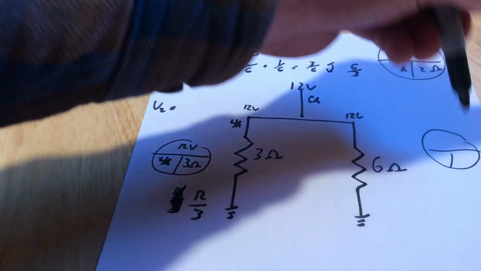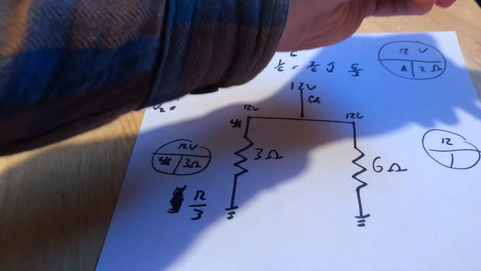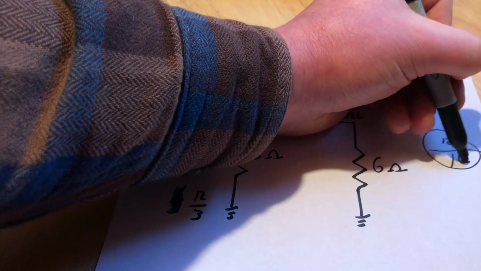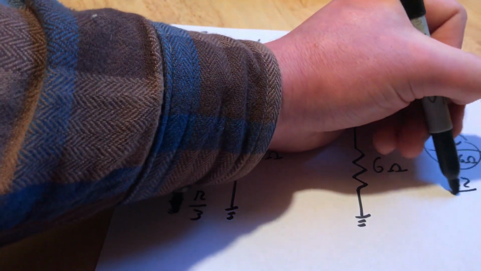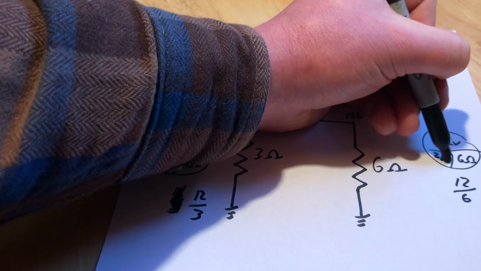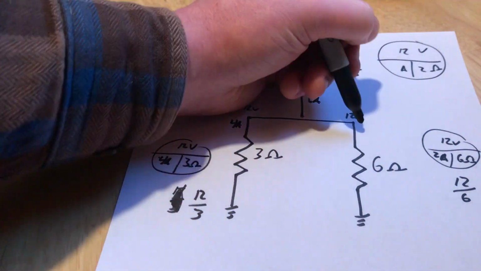Still take the long road. 12 volts, 6 ohms, 12 over 6. Hey, look at that. Making it happen. So 2 amps down this one.